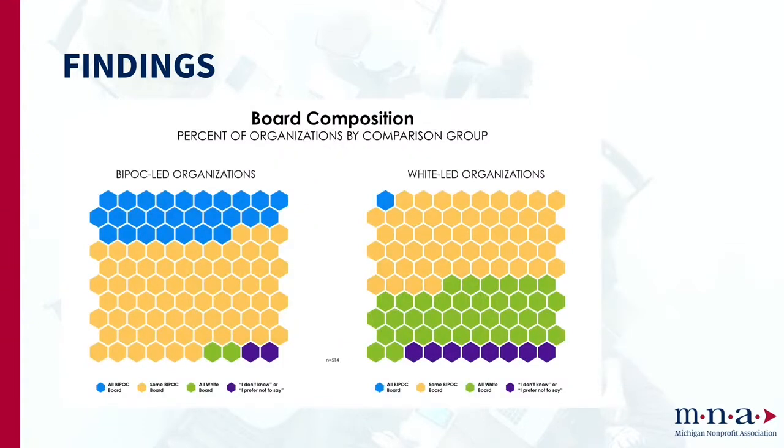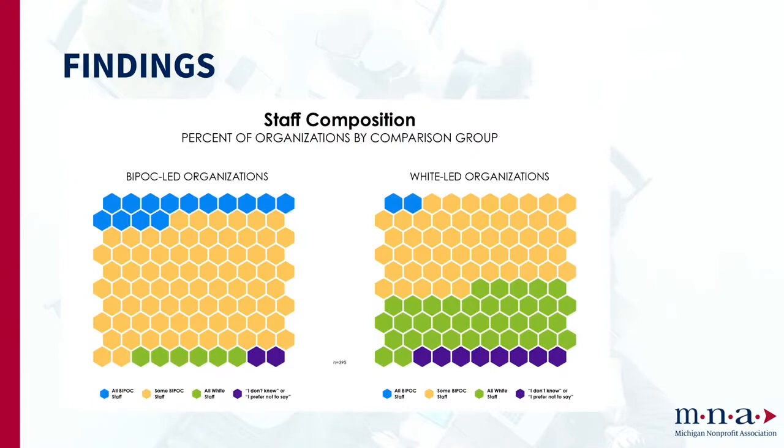So findings of board composition. Boards are a meaningful asset to any nonprofit and a requirement as an oversight for the organization, but some organizations didn't identify boards, which might indicate a need for support or an issue in general when collecting the data. So BIPOC-led organizations, as you can see, had a higher likelihood of reporting a 100% BIPOC board.